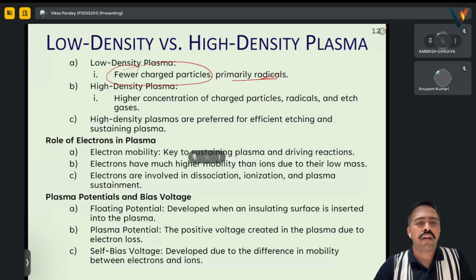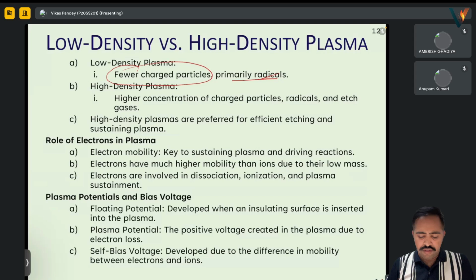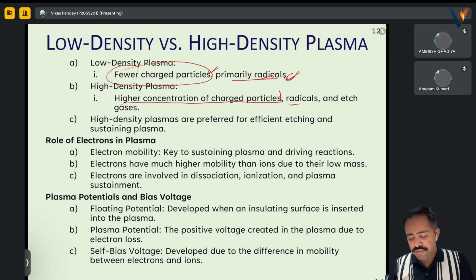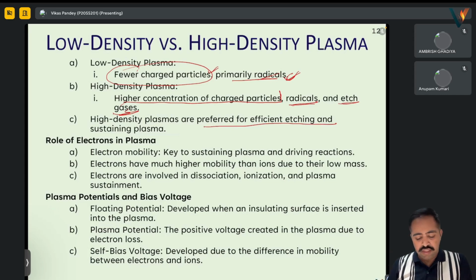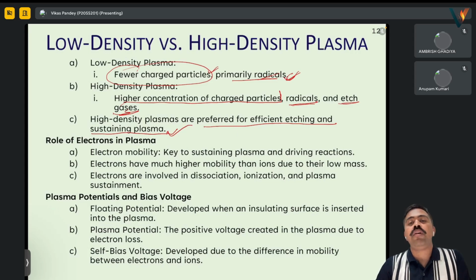In low density plasma, we have fewer charged particles. They are primarily radicals. In high density plasma, we have a higher concentration of charged particles, which includes radicals and ions. The chemicals that we are going to use for our etching will be in gaseous form. High density plasmas are preferred for efficient etching and sustaining the plasma. A low density plasma may not lead to good quality of etching.